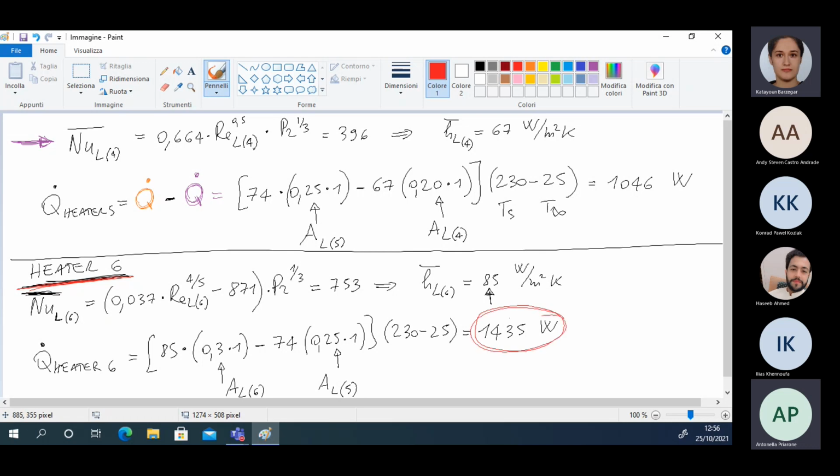That means that the winner is heater number 6. Okay? Heater number 6 is the heater with maximum input of the transfer rate. So that means the electrical power that I have to provide to heat that portion of the plate. Is it clear for all of you? Is it okay?